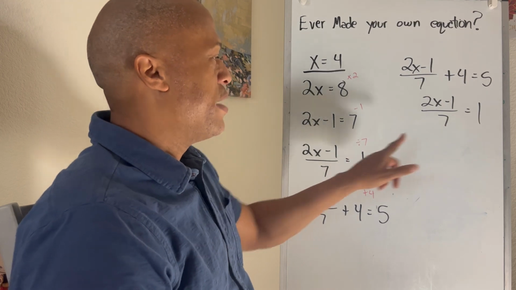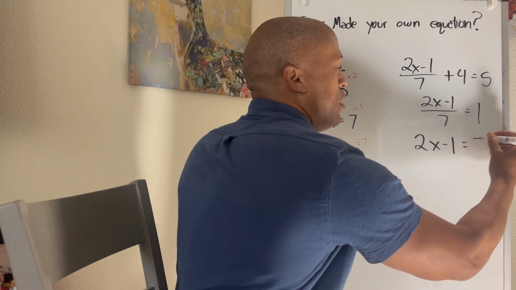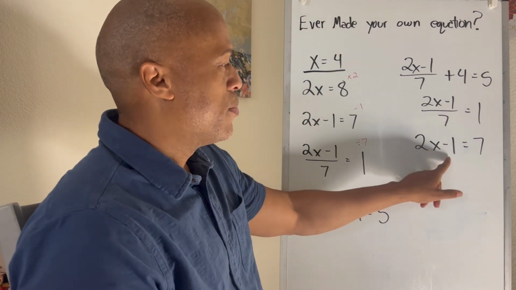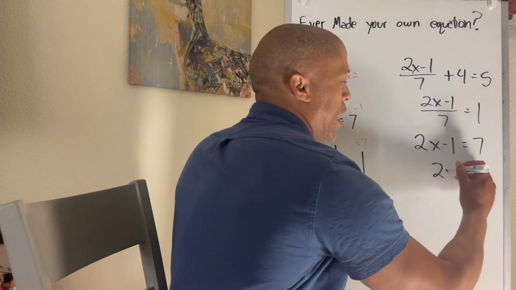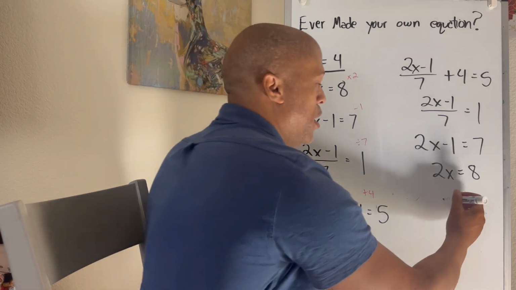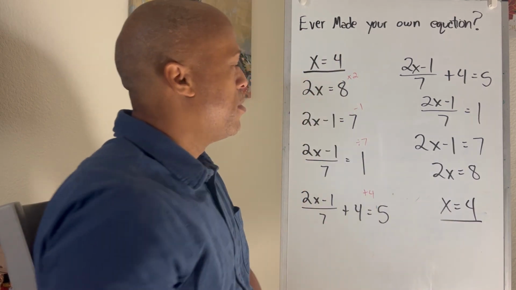Here, I divided by 7, so I'm going to multiply both sides by 7. 2x minus 1 then will equal 7. I have the minus 1, so I'm going to add 1 to both sides. Then I'll have the 2x equals 8. And my last step would be divide both sides by 2. And I'll end up with my x equals 4, just where I started from right there.